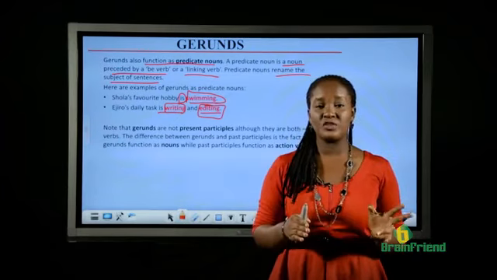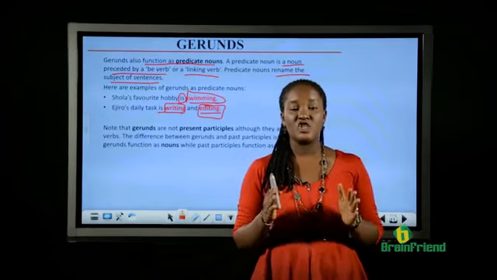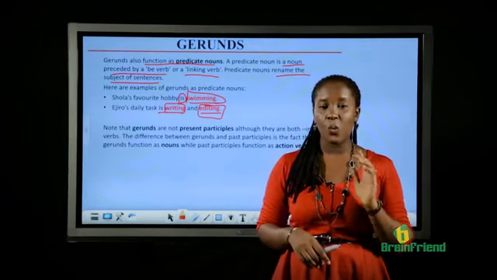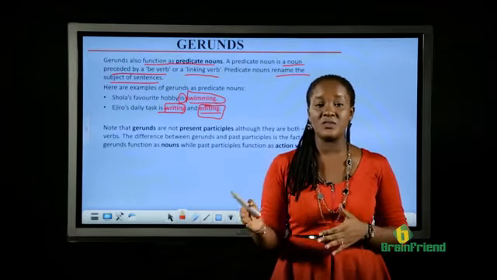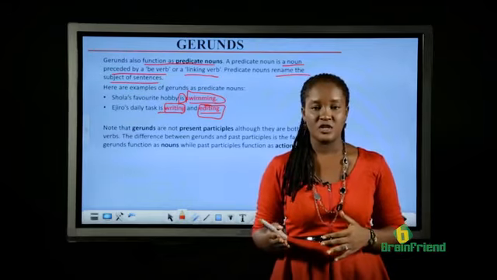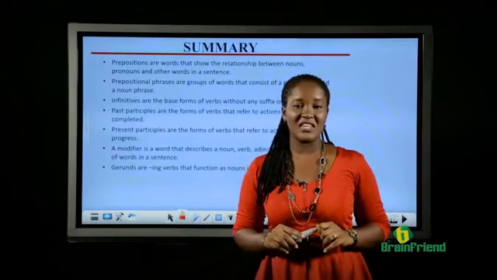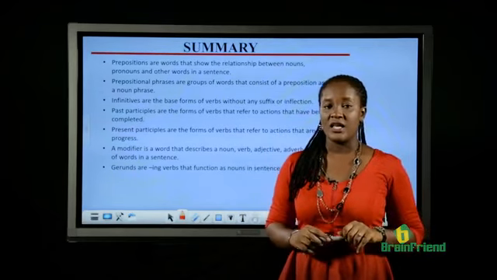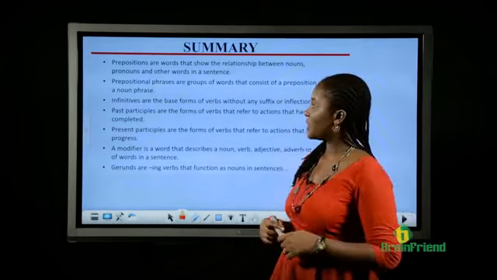The difference between both gerunds and present participles is the fact that gerunds perform the function of nouns while present participles perform the function of verbs which are in progress or are continuous. So be careful not to mix them up. We've come to the end of our lesson today on sentence components part 2. Now let's remind ourselves of all that we have learned so far.